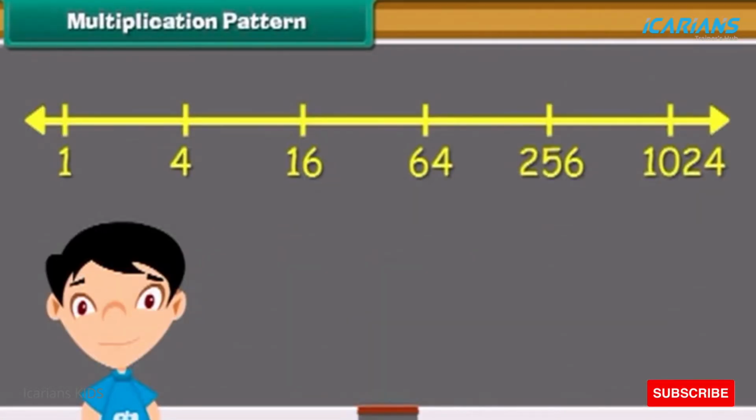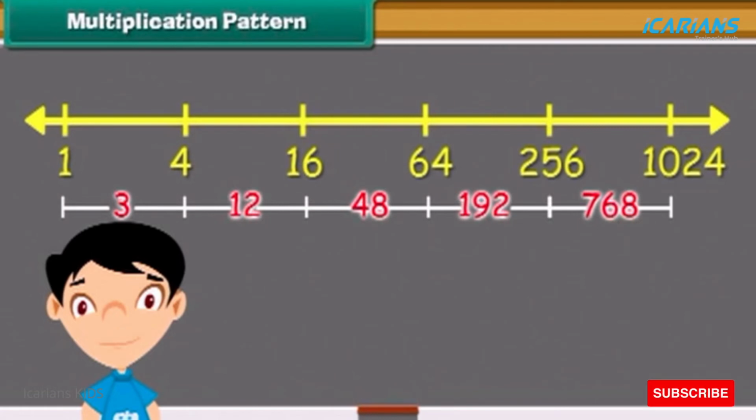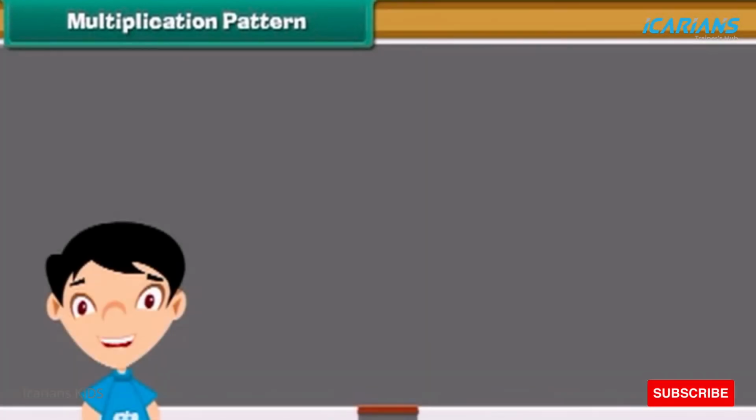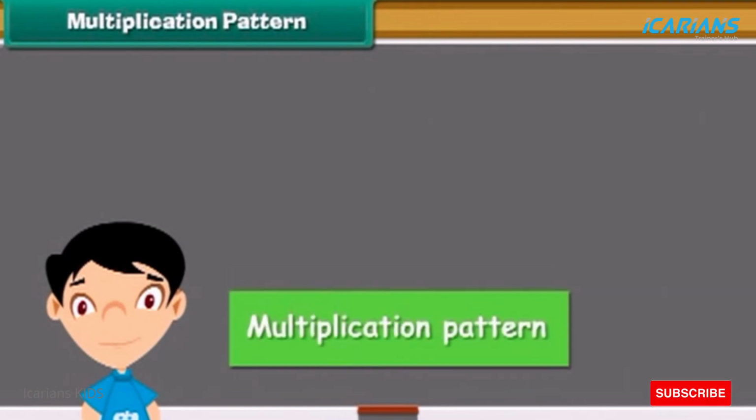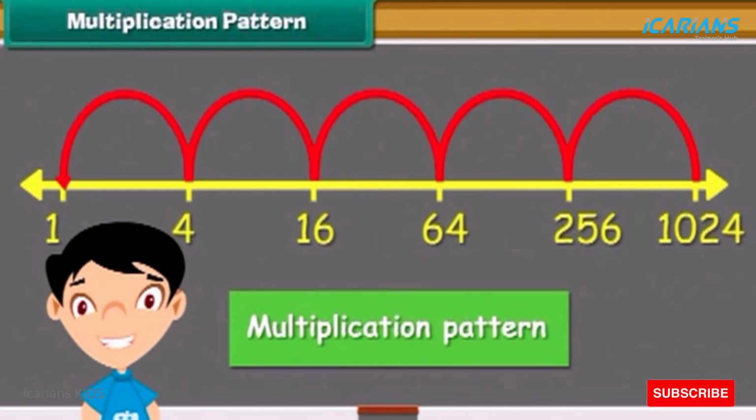Look at the pattern given here. 4, 16, 64, 256, 1024. The differences between 2 numbers in the series are varying. The differences are 12, 48, 192 and so on. This means they do not follow an addition or subtraction pattern. The pattern followed is called multiplication pattern. In this pattern, the next number is obtained by multiplying the number by 4.